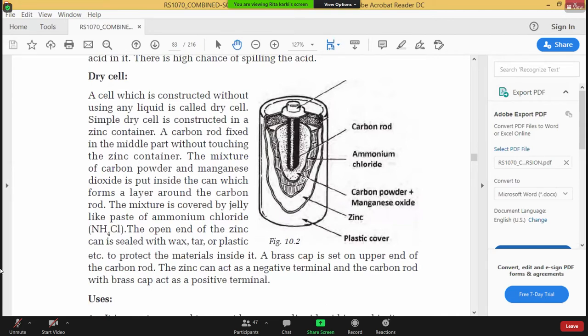So in this particular battery, the zinc can generally acts as the negative terminal of the cell, and the carbon rod and the brass cap generally act as the positive terminal of the cell.